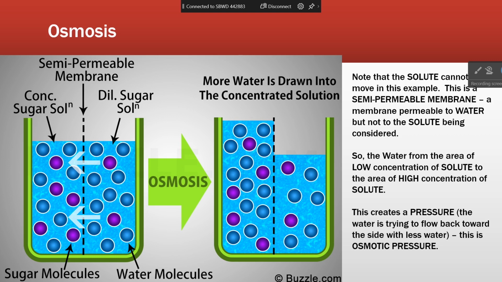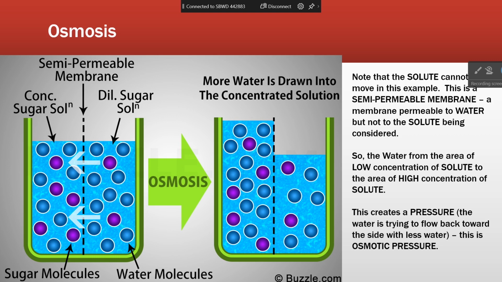So if you have a membrane that allows some things like water to pass, but not other things like sugar to pass, you have a setup for osmosis, where water is going to move from areas of low concentration of solute to areas of high concentration of solute, right? So we get a net movement of water, in this case from the right side to the left side.